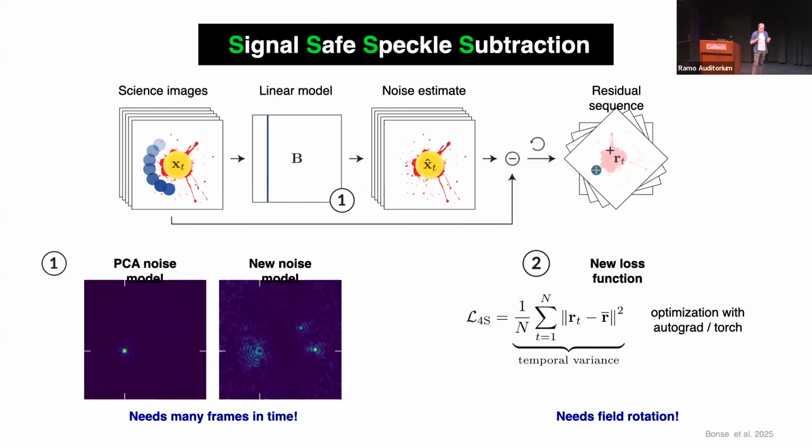And the second trick is a new formulation of the loss function to make it invariant to the signal of the planet. And this trick makes use of auto-differentiation through image rotations, so in PyTorch. And in the end, this is most effective if you have a lot of field rotation. So if you have a data set that is very long, with many frames. So if you have a good data set already, it makes your good data set even better.